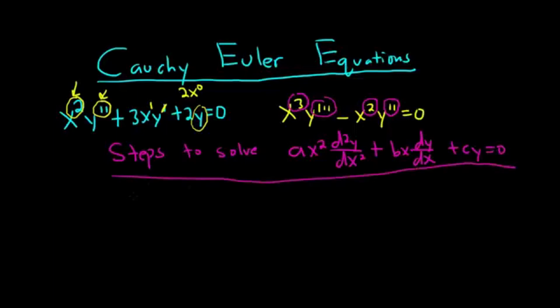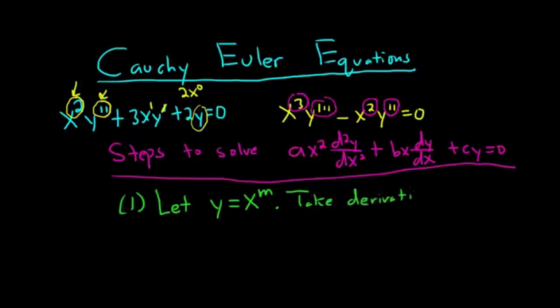Okay, so step 1. Some people memorize the characteristic equation or the auxiliary equation. I like to do it from scratch every time. So step 1 would be to let y be equal to x to the m. We're assuming that our solution has this form. Then you take derivatives, differentiating as many times as needed, and then you plug into the DE, and then you solve for m.